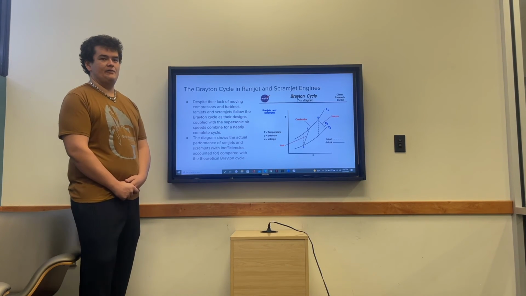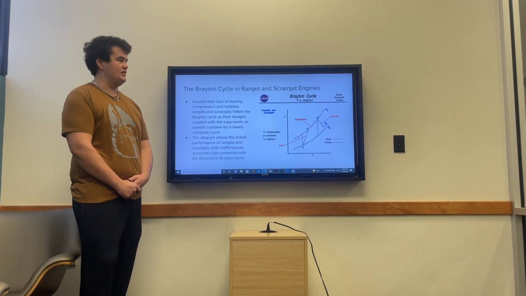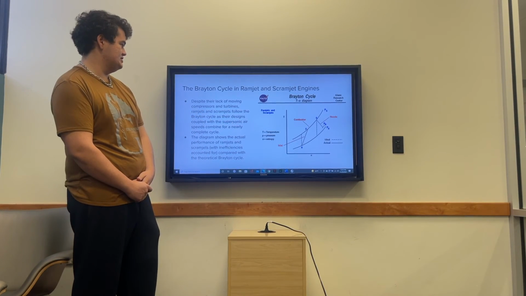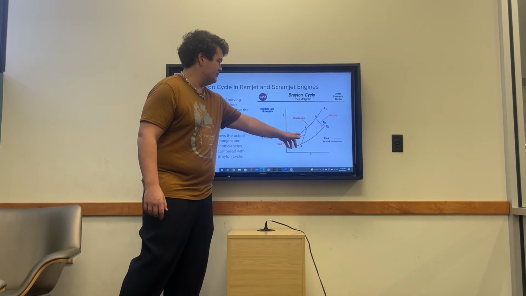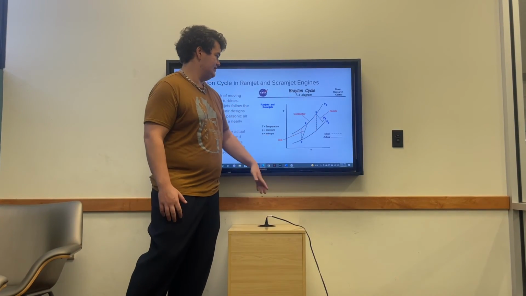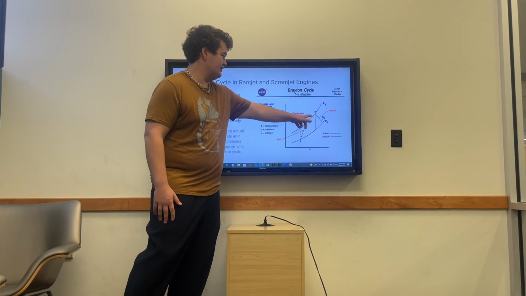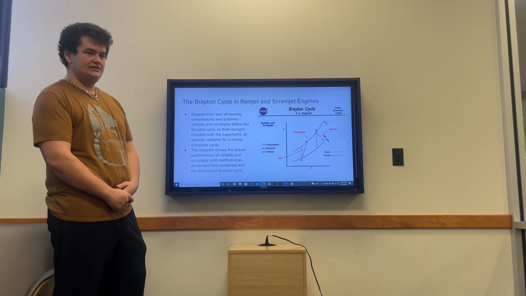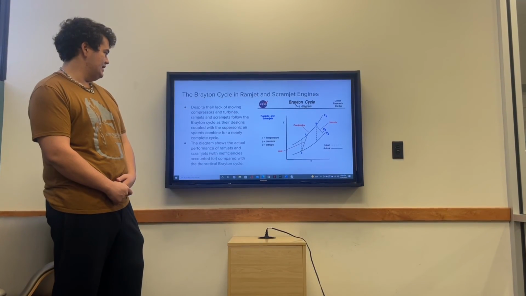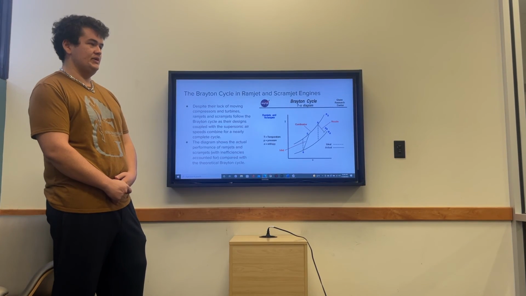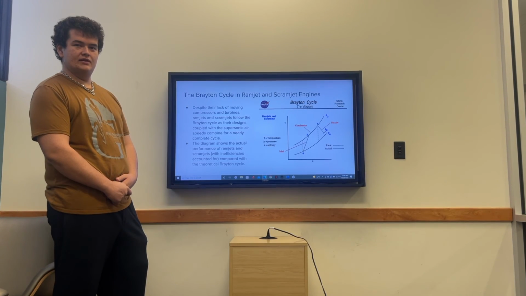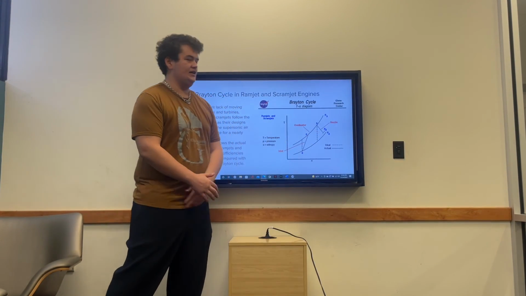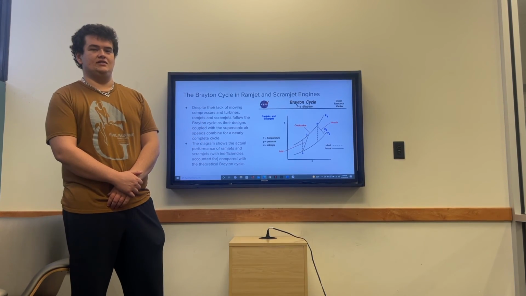Now I'm going to be talking about how these ramjet and scramjet designs fit into the Brayton cycle. As you can see from this NASA chart comparing temperature and entropy, this is the ideal Brayton cycle here in the dotted lines, and then the actual lines are the solid lines. And despite their lack of moving compressors and turbines like in a typical jet engine, they're still going to follow the Brayton cycle because they're designed in such a way, and their compatibility with supersonic speeds is going to make them a nearly complete cycle, except for this gap right here, which is a result of aerodynamic inefficiencies from the engine inlets.